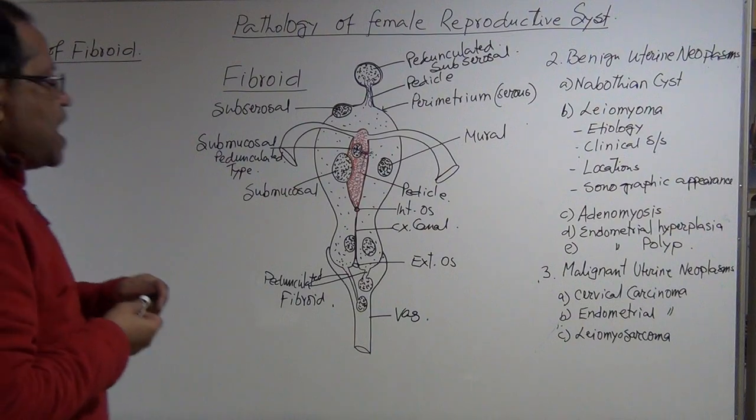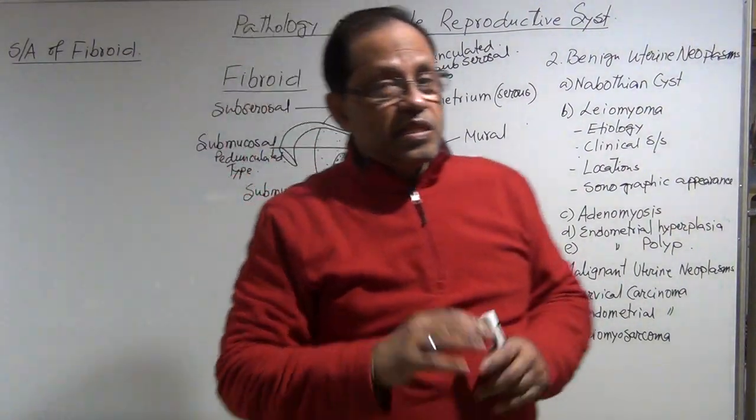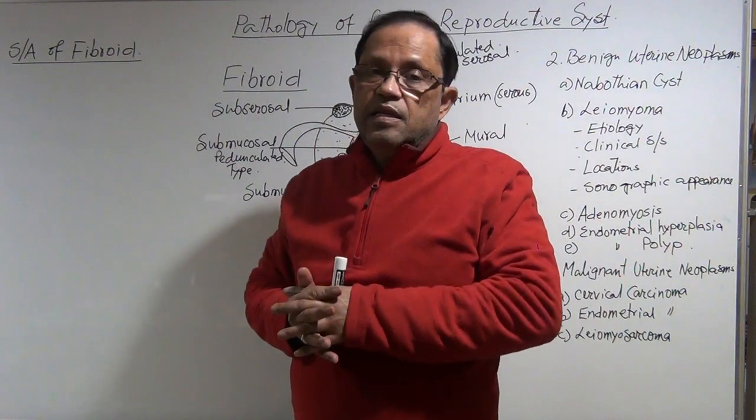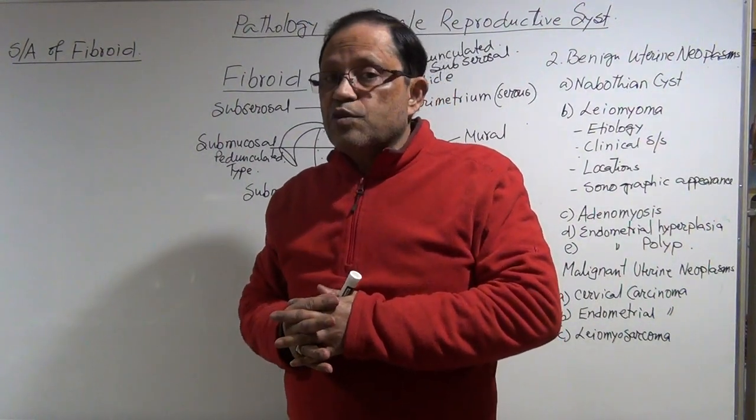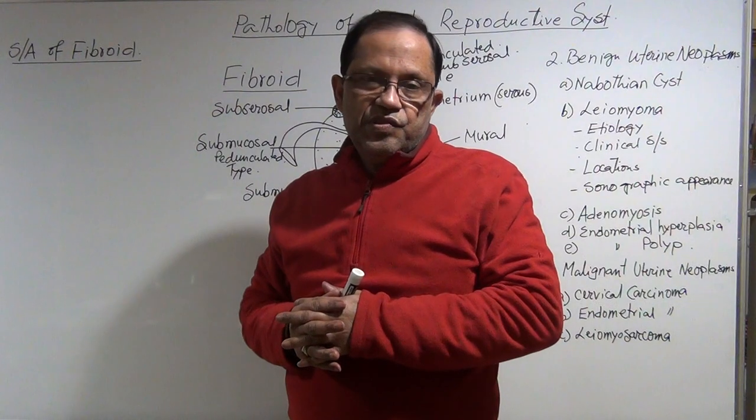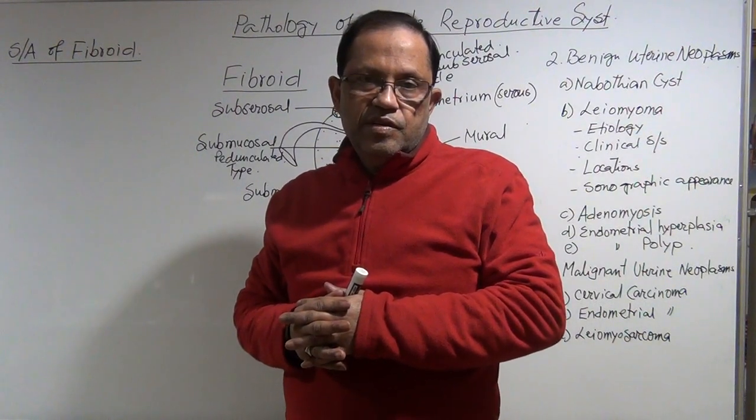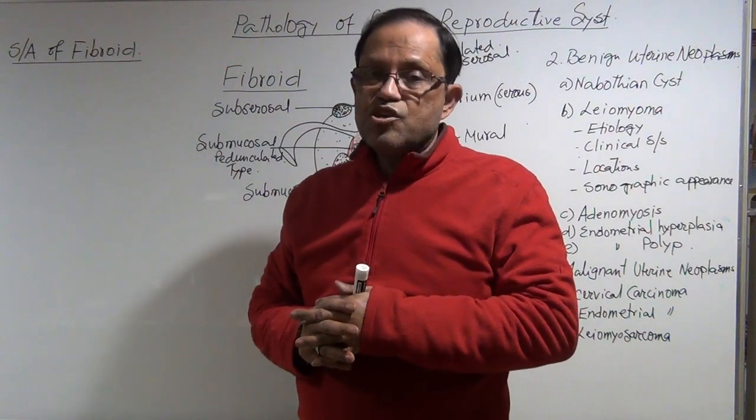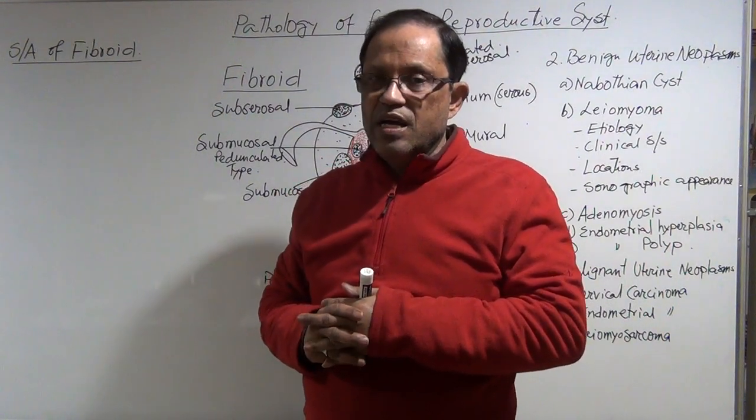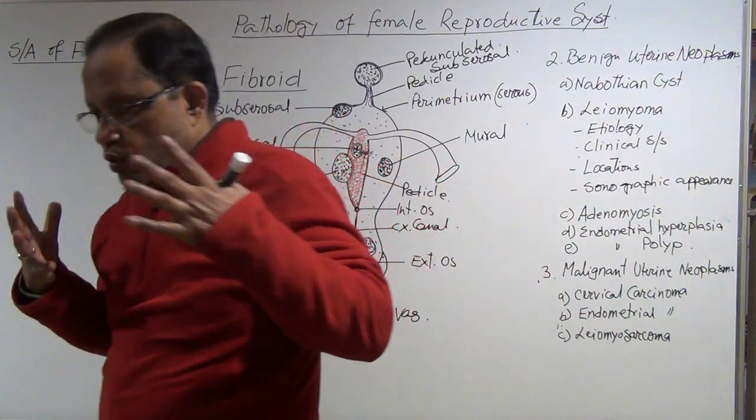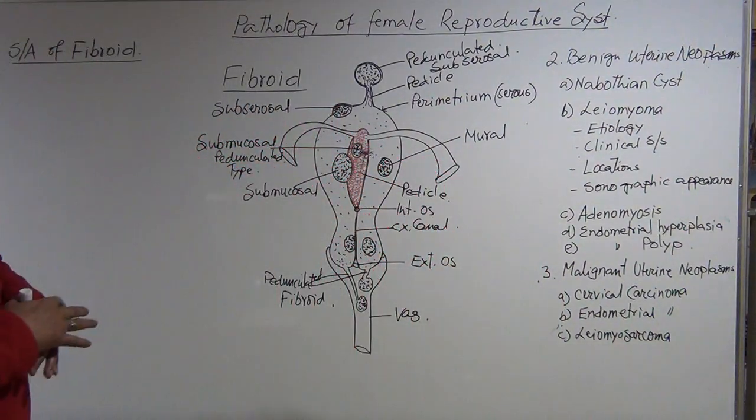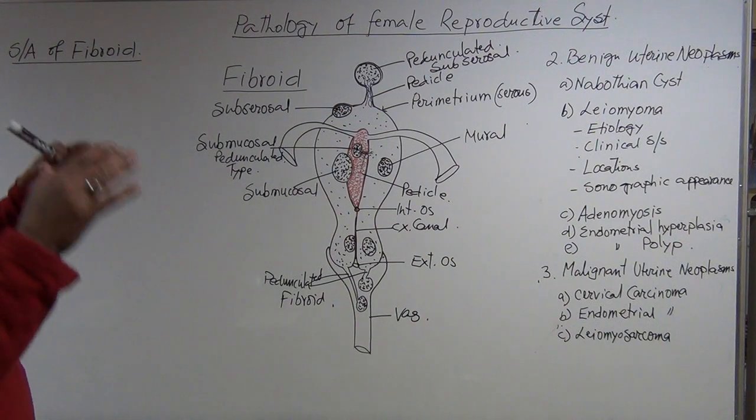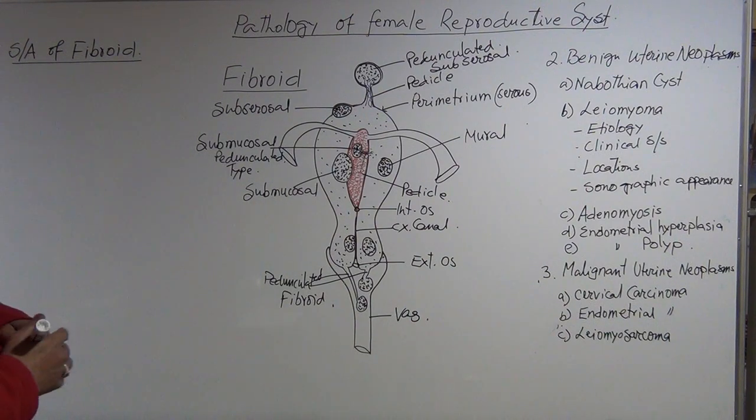Sono appearance of the fibroid. Keep that in mind. The fibroid comes off from the myometrium, so it contains the muscle fibers, that is cells, and a lot of fibrous stroma, connective tissue stroma. So it looks like a solid mass, and it has a layering effect too.